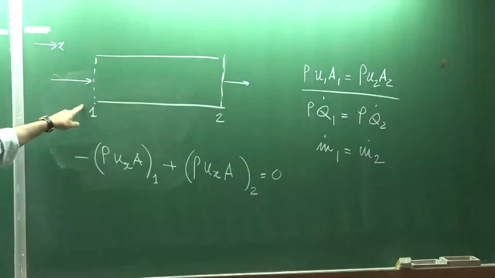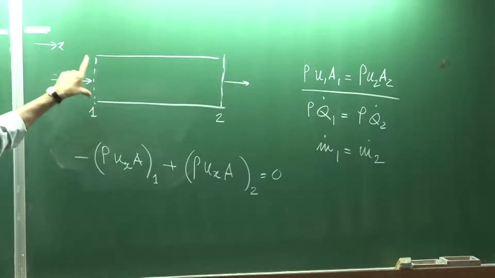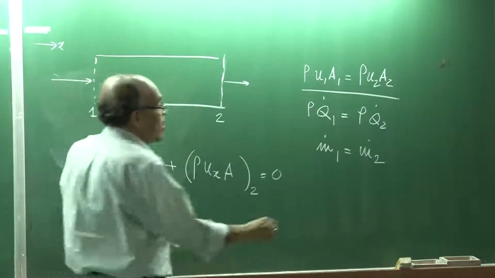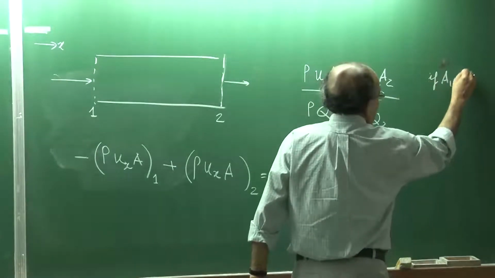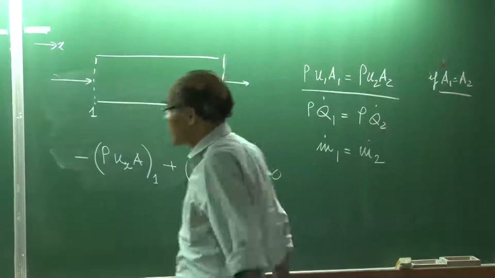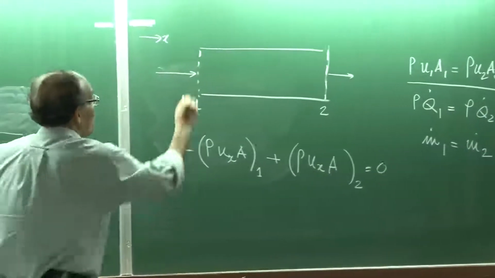Since the cross section is not changing, the cross sectional areas A1 and A2 are identical. That is what it is in this particular case as shown, because the plates are considered to be parallel.